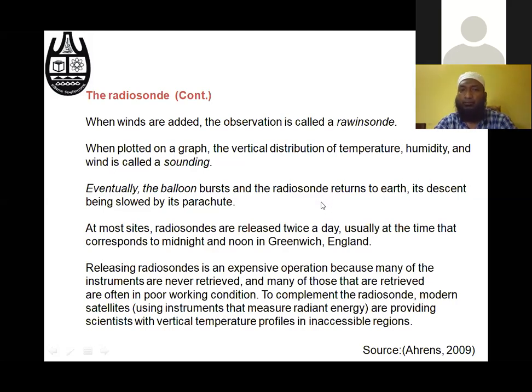But the problem is that sometimes, with a high amount of wind, it might not be possible to find out the exact location because of the high force of the winds. The balloon can be moved a long distance, and when it bursts and wants to return, in many cases the instrument is lost or damaged, and in those cases we cannot use it again and again. So this is one source of problem we have.